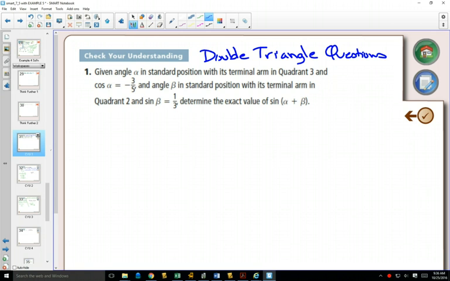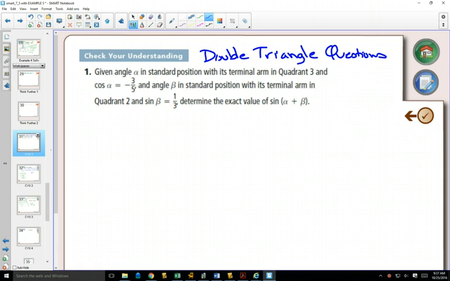We're going to have to draw a triangle for alpha, and we're going to have to draw a triangle for beta. And in these double triangle questions, there will always be enough information to figure out what quadrant alpha needs to be in, and there will be enough information to figure out what quadrant beta needs to be in. This is on page 637.